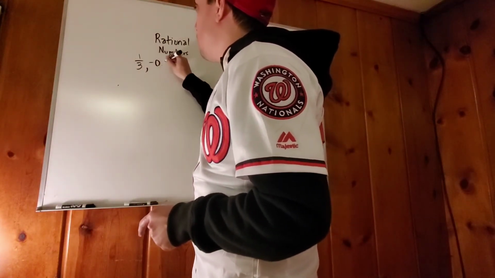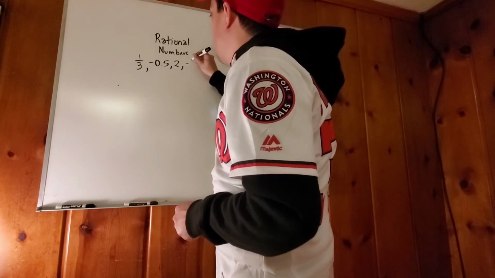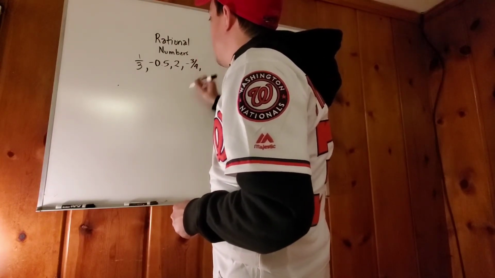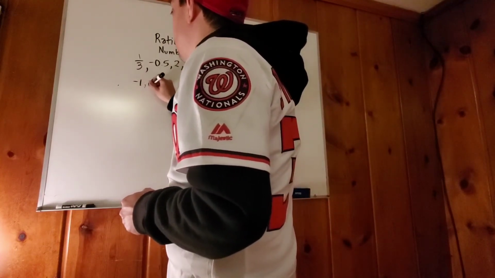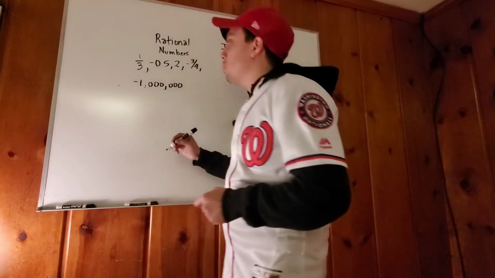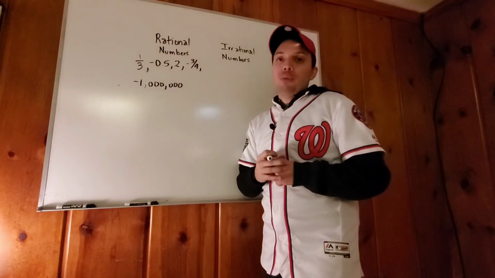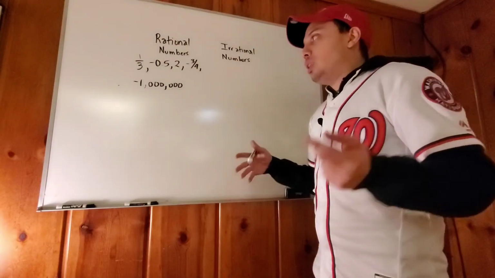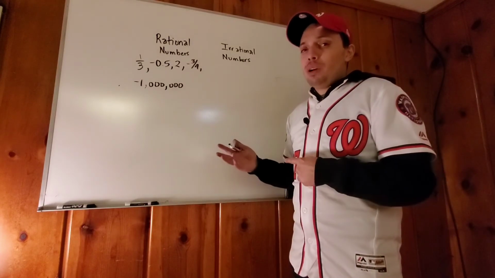Negative 0.5 is a rational number. 2 is a rational number. Negative 3/4 is a rational number. Negative 1 million is a rational number. So all of those numbers that we've done so far are rational numbers. Then you probably have a question: what are irrational numbers?